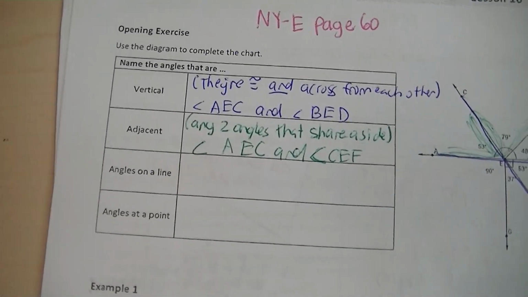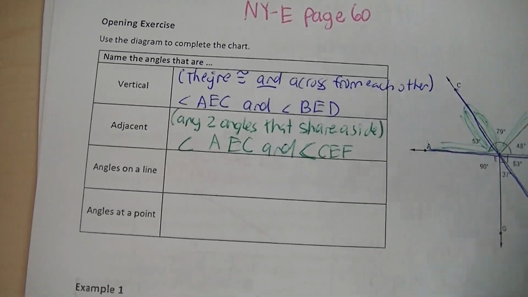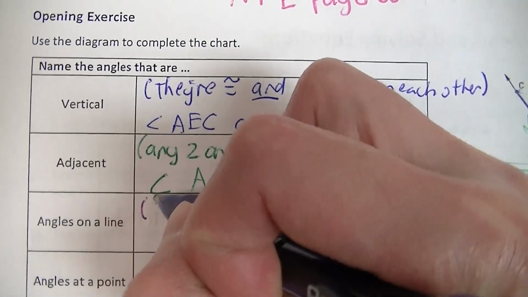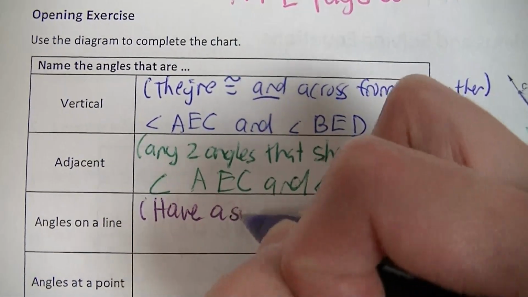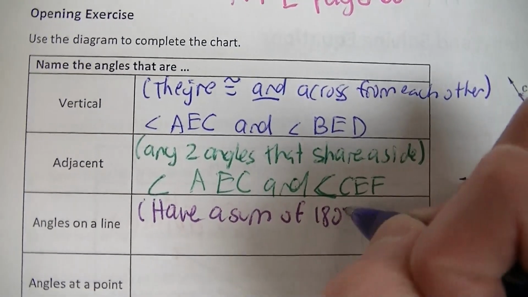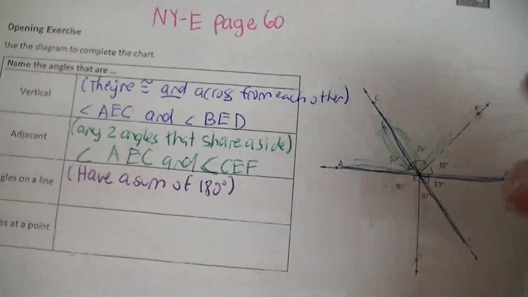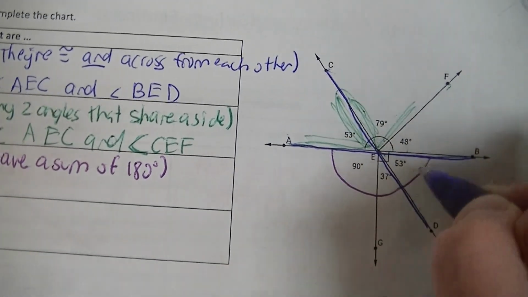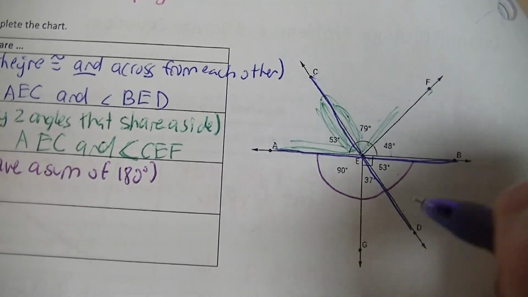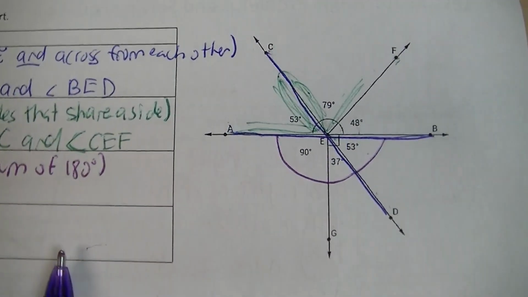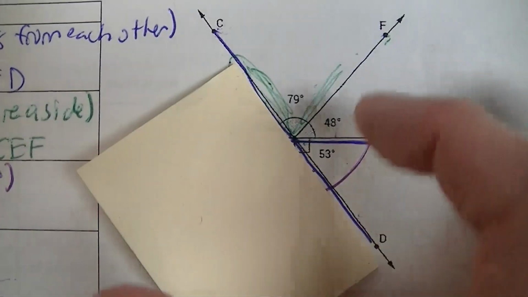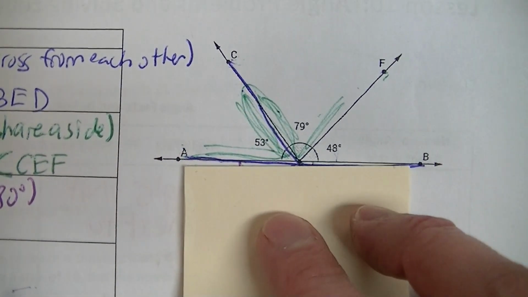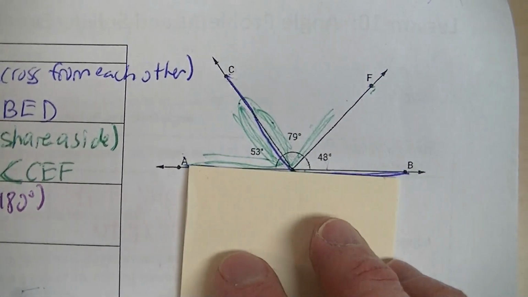Okay, the next part says angles on a line. And the thing you need to know about angles on a line is they have a sum of 180 degrees. Let's put that in little parentheses here. Okay, so there's a couple of examples in here. Look, this angle plus this angle plus this angle will equal 180. So those are examples of angles on a line. Another example of angles on a line, I'm going to cover this up, are these three angles right there. You could write those down right here. Those three angles are also angles on a line. You could totally write those down also.